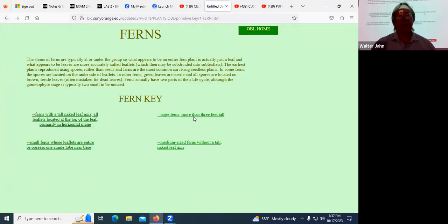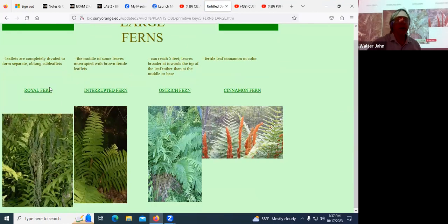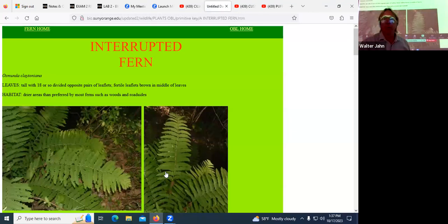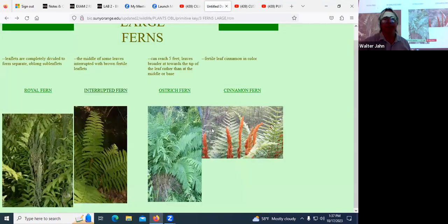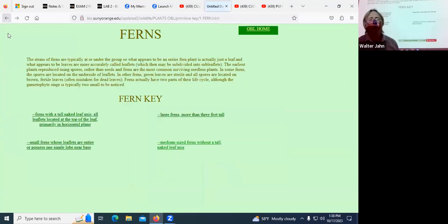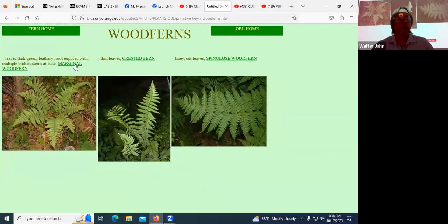those. All right. Is it a large fern more than 3 feet tall? Okay, well, there's four of those. If it's more than 3 feet tall, then we're asking, is it interrupted fern, where you'll see some spore producing leaflets in the middle, or cinnamon fern, where the fertile fronds produce all spores and look this light brown in color. Okay. Or if it's a medium-sized fern, it turns out there's even more of those. All right. But then you say, all right, it's medium-sized. And so am I looking at dark green leaflets with light brown scales, in which case now I'm looking at a wood fern, or et cetera.